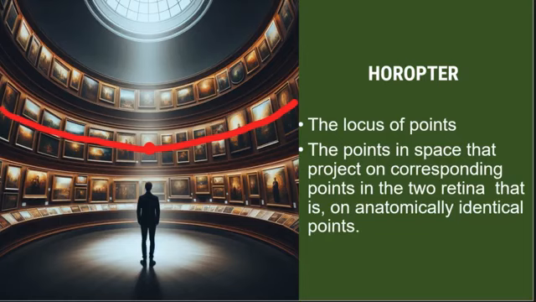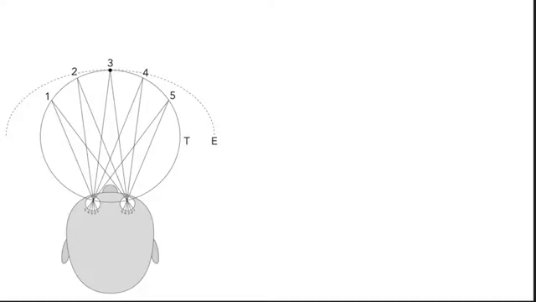Right? So horopter is basically the locus of all those points in the space that project on corresponding locations in the two retina. That means the anatomical identical points. So by now I'm pretty sure that you understand what are corresponding points.